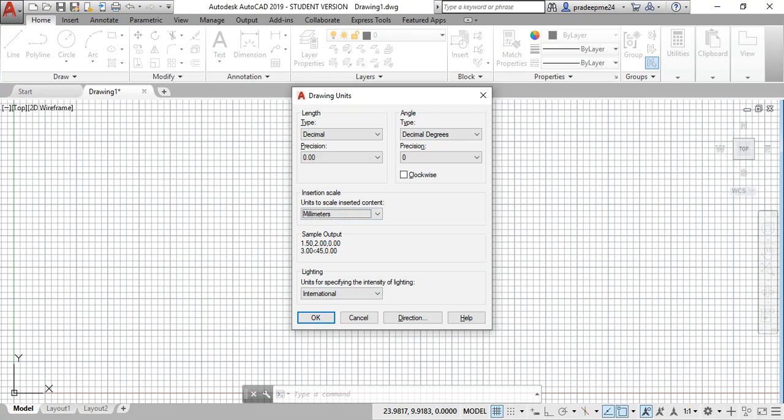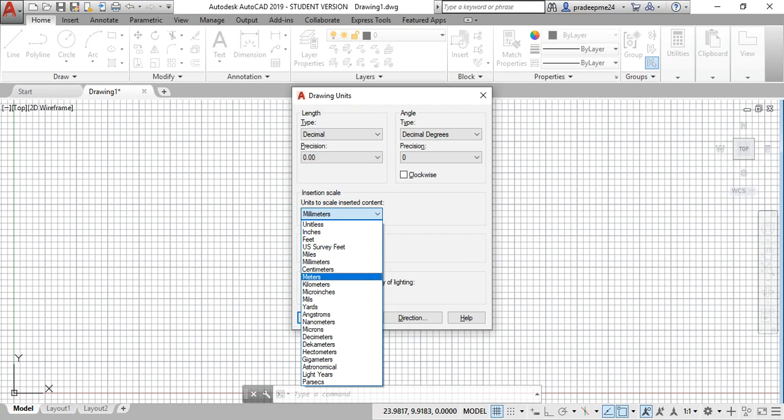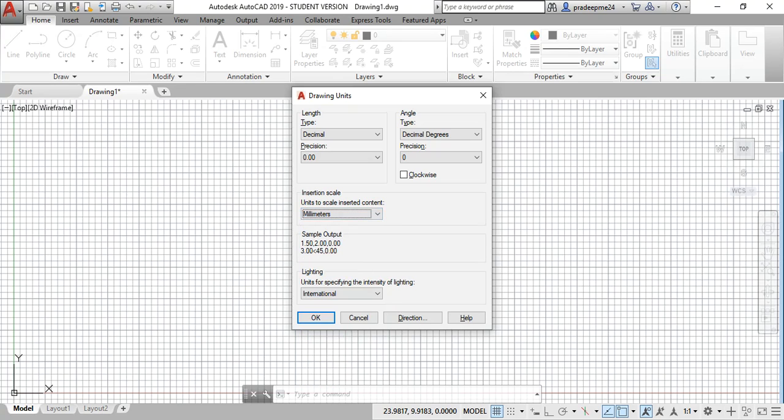If I have something bigger than a meter, I can go for meters. If the size is more than meters, then I can go for kilometers. I just choose millimeters. And next, lighting. There are two kinds of lighting available. The first one is international, and the second one is American. Lighting means first angle projection or third angle projection. So I just choose international lighting and click OK.